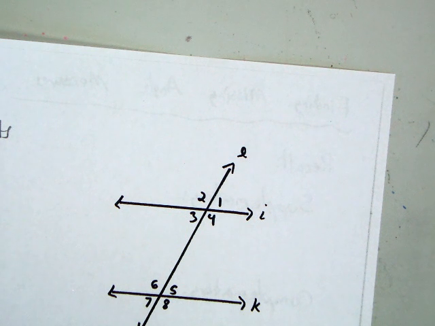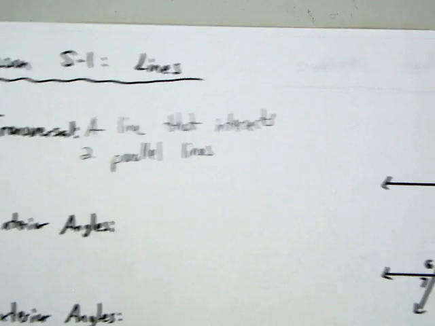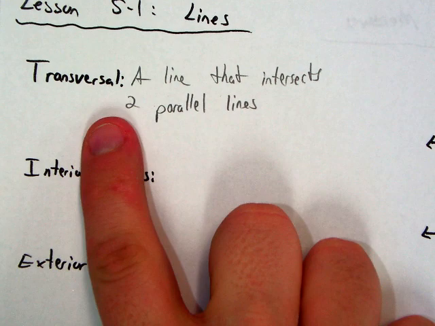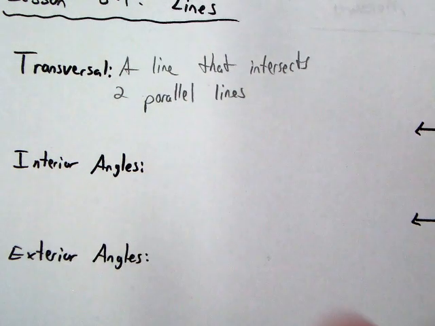All right, so today we're going to be talking about Chapter 5, Lesson 1. It's called Lines. First line we're going to talk about is called a transversal.